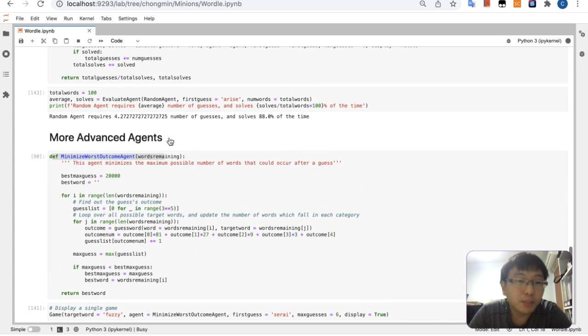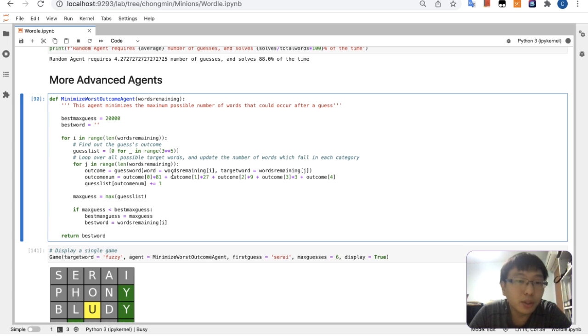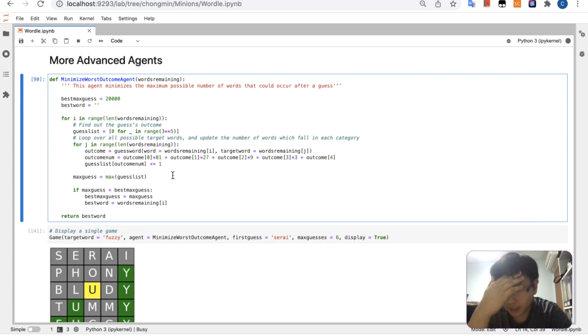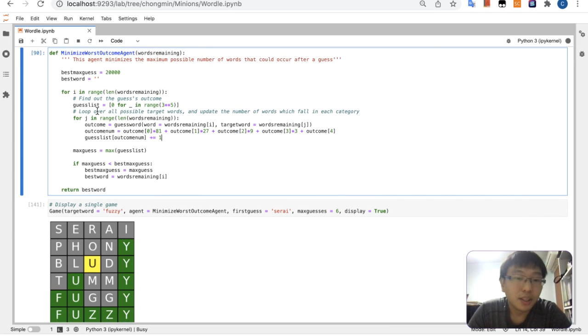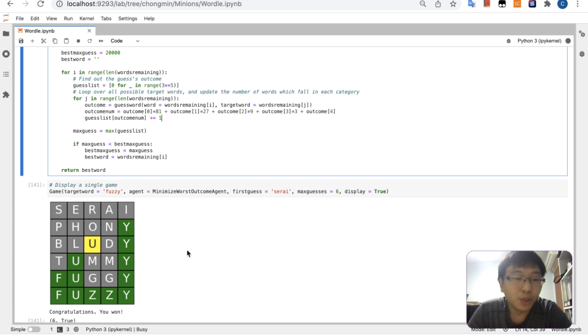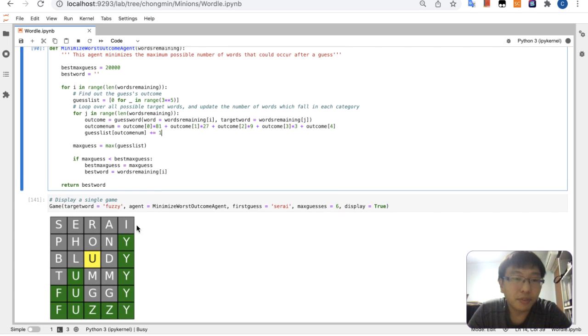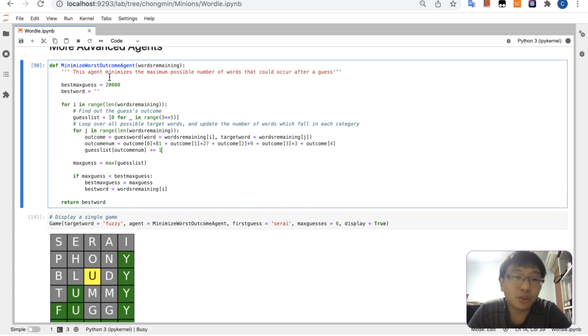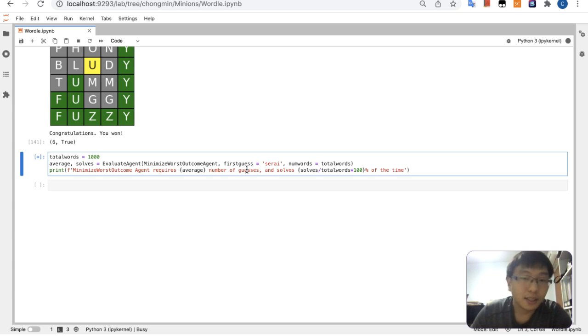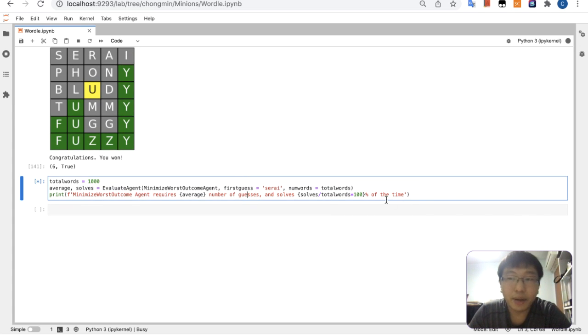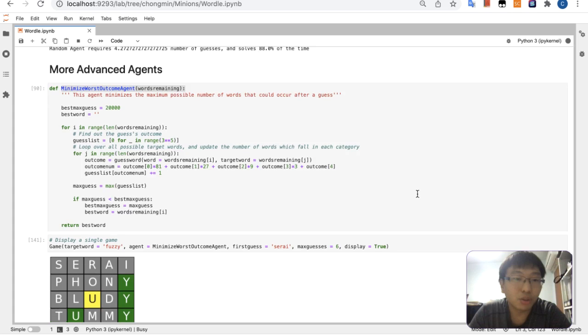But I think this minimize worst outcome agent should be quite good, because the Absurdo uses this technique to counter you. It basically chooses a word whereby you will have a lot of words remaining. So this actually is a direct counter to the Absurdo strategy. I think this will perform quite well against Absurdo actually, and I think this is not too bad.